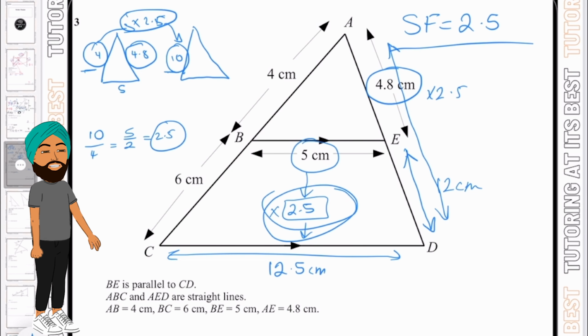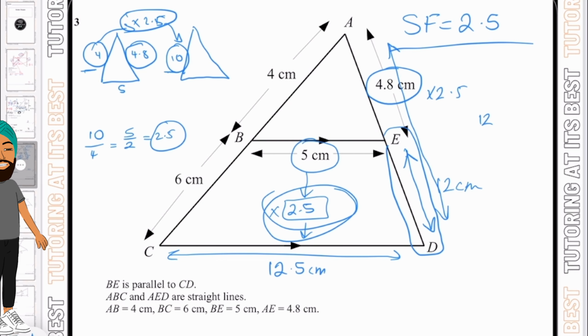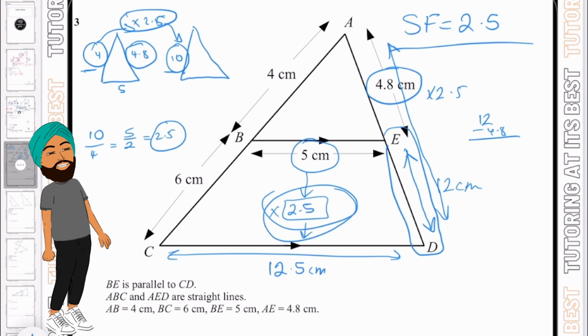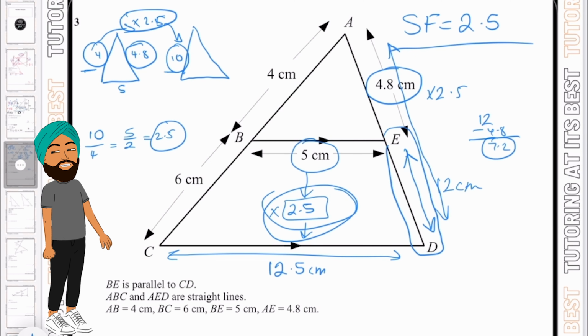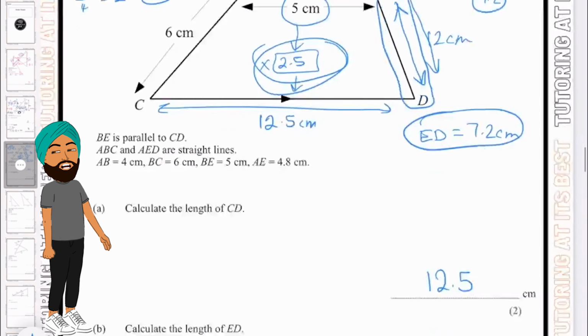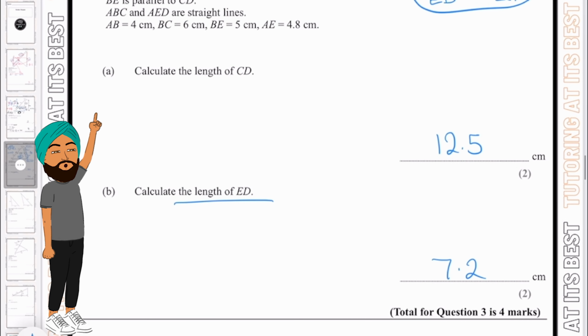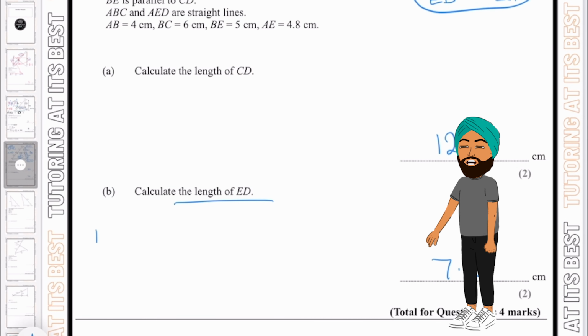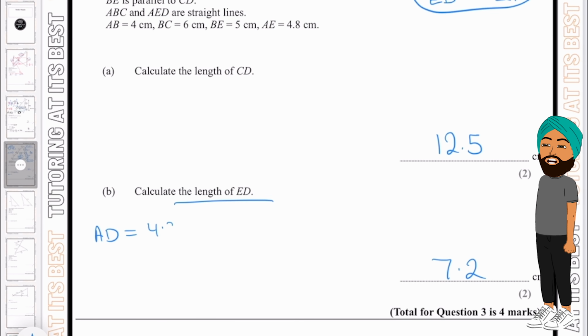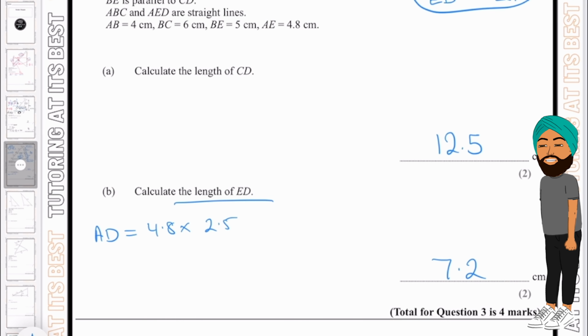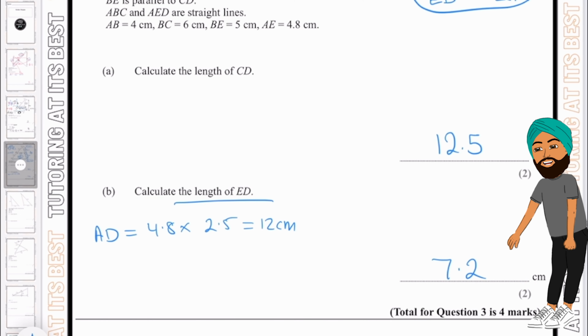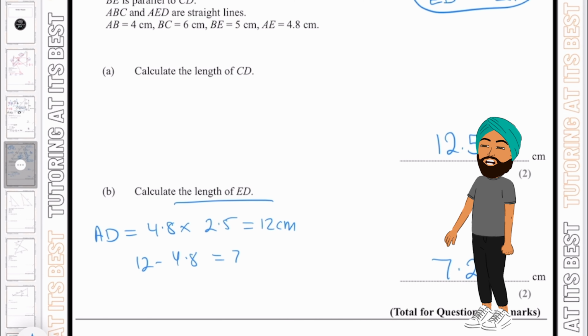But now if we want to work out E to D, we simply need to have 12 minus 4.8, which then gives us 7.2. So we now know E to D is 7.2 centimeters. So now let's go ahead and write down 7.2 centimeters. And that again is by following A to D, which is 4.8 times 2.5, which gives us 12, and then 12 take away 4.8, which gives us 7.2 centimeters.